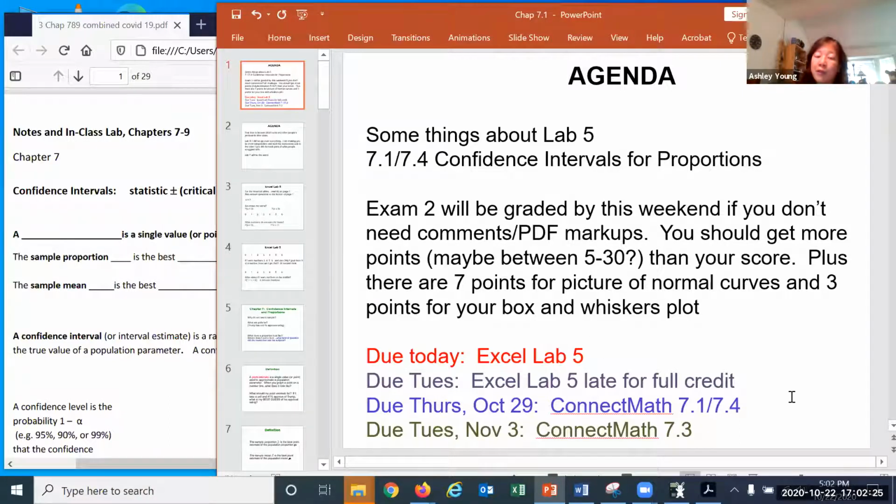All right, so Excel Lab 5 is due today. You can turn it in late for full credit on Tuesday. And then Thursday, you have your next Connect Math due 7.1 and 7.2. Then the following Tuesday, you'll have Connect Math 7.3 due.